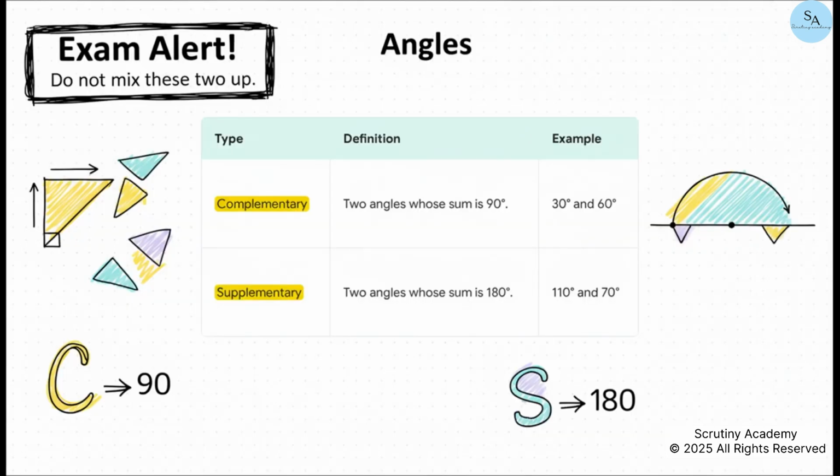Exam alert, seriously, do not mix these two up. Complementary angles add up to 90 degrees like a corner. Supplementary angles add up to 180 degrees like a straight line. Little tip, C comes before S in the alphabet, just like 90 comes before 180.